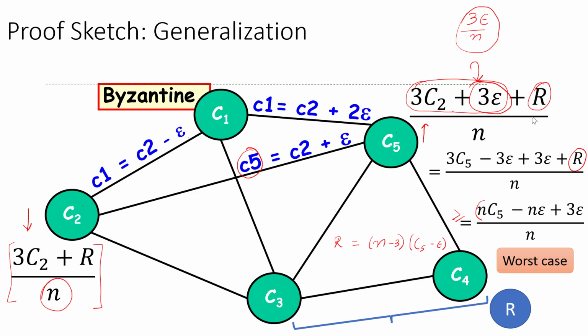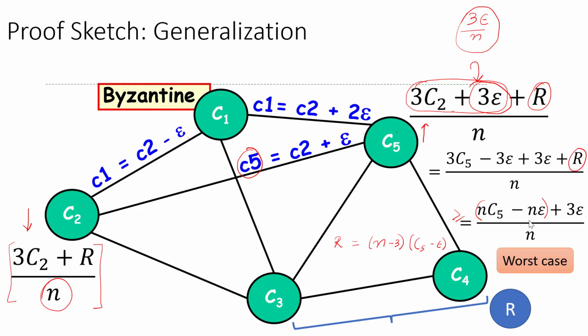Then we tried to figure out the value of R, and we found out that for C5 to accept them, the minimum possible value is n minus 3 multiplied with C5 minus epsilon. This is the lowest possible value that is permissible for R, right? Because lower than that, C5 will start rejecting. But given the fact that the nodes are honest, there is no reason why C5 should reject. That is why this is the minimum possible value. And then we just rearrange the terms and we come up with this expression.